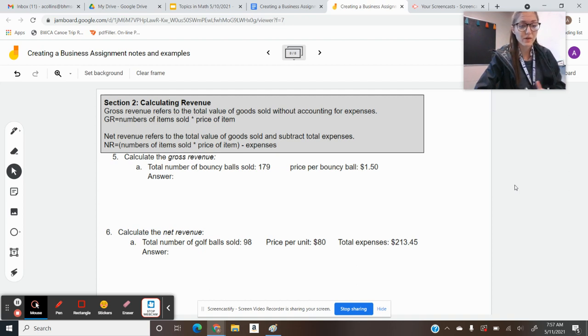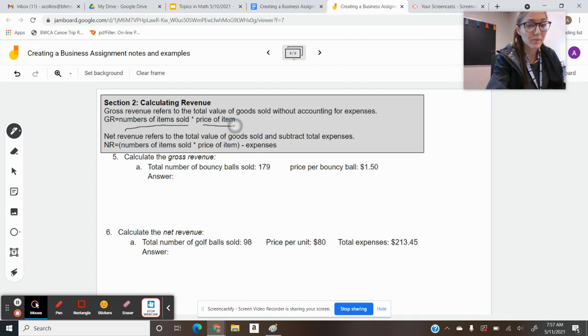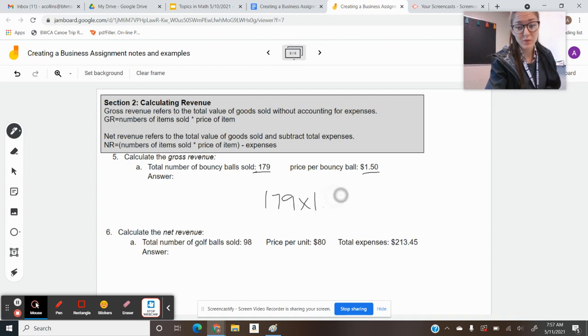In order to find gross revenue, we just need to take the number of items sold and multiply it by the price for that item. So for example, in 5A, the total number of bouncy balls sold at this particular store was 179. The price per bouncy ball is $1.50. So all we are doing is taking 179 times 1.50, and that would be your answer. And I did promise you some free answers. So if you multiply those through, you get $268.50.